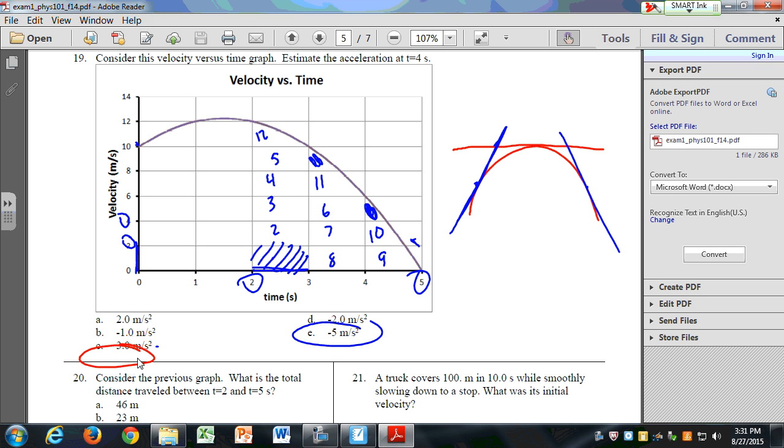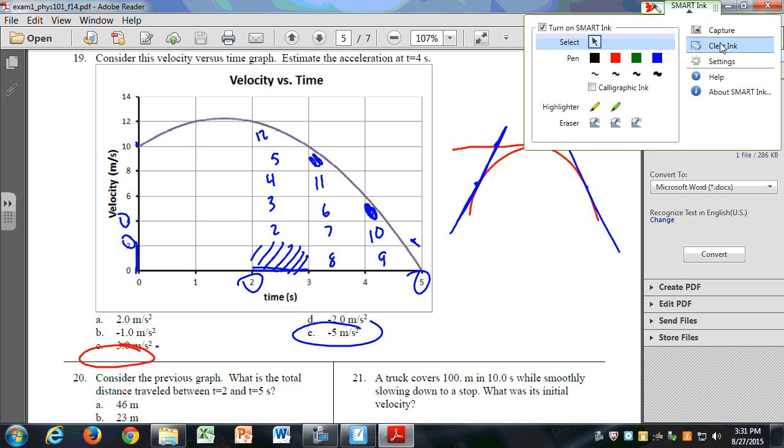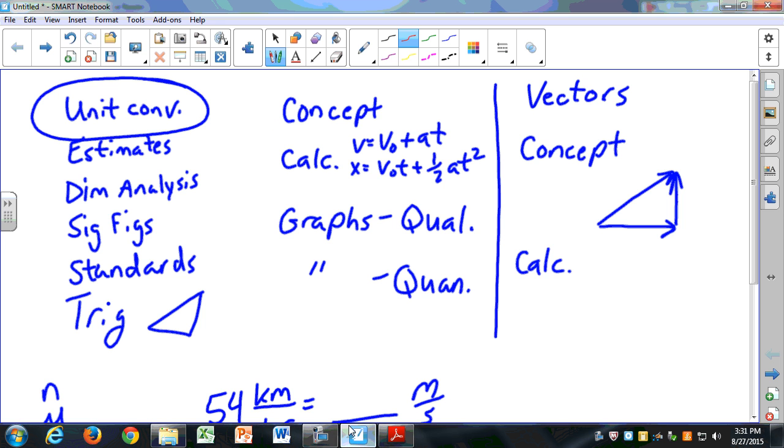Let's see. You okay on this? You'll see this next Friday. I clear this out? All right. Let's go back and look at those topics. So we've looked at graphs, qualitative, quantitative, looked at some calculations. I'll pull up another test. What about any of these other things over here? Sure.